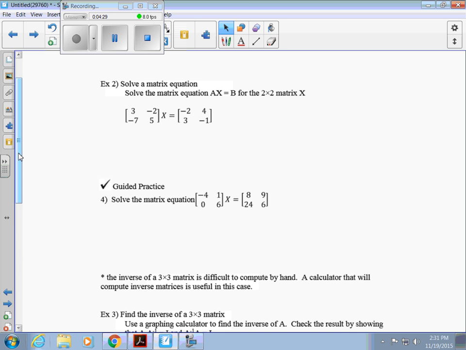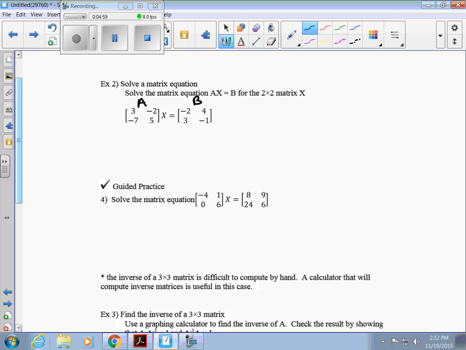So when we talk about solving matrices, we're essentially going to find the inverse of the A matrix. So this matrix is A, and this matrix is B. So we're going to find the inverse of A. That's what we're going to start with. Then we're going to multiply that to the left side of both sides of the equation and see what that does.